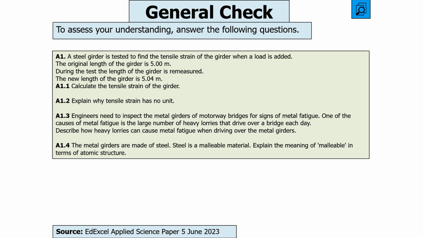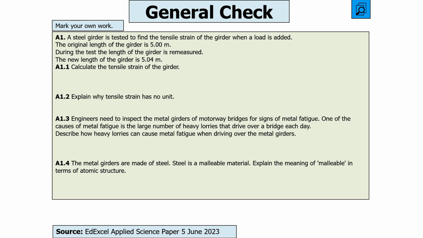And engineers need to inspect the metal girders of motorway bridges for signs of metal fatigue. One of the causes of metal fatigue is the large number of heavy lorries that drive over the bridge each day. Describe how heavy lorries can cause metal fatigue when driving over the metal girders. And the metal girders are made of steel. Steel is a malleable material. Explain the meaning of malleable in terms of atomic structure. So pause the video now, then unpause the video when you want to go through your answer.